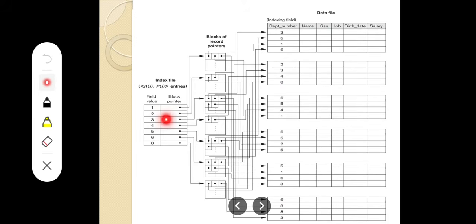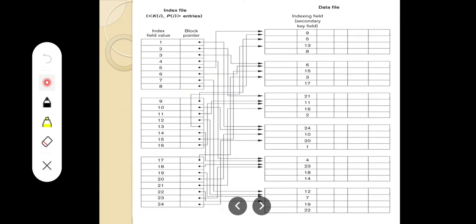Similarly for 3, the block pointer will be pointing to the record pointer. The first record pointer will be pointing to the first 3, the second record pointer to the second 3, and the third record pointer to the third 3, and so on. Clear? So for as many repeated records as there are for the same value, that many record pointers will be there. That is the difference between a secondary index carried out on non-key values and one using key values.